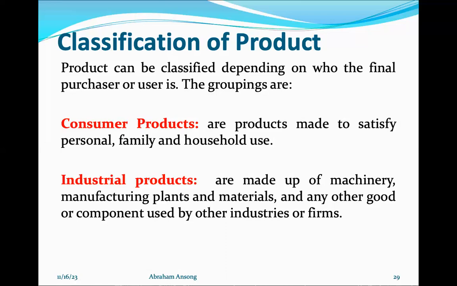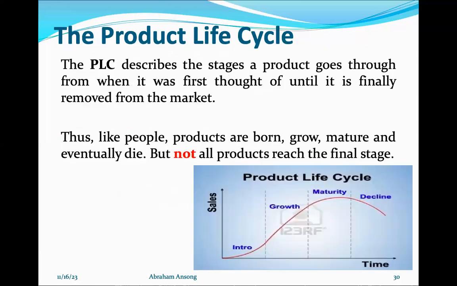Or we could have products that are for industrial purposes. So they are made up of machinery, manufacturing plants and materials, and any other good or component used by other industries or firms. So these are the two broad classifications of products. We could have consumer products and we could also have industrial products. Okay. Still under products, we have to know about the concept of the product life cycle.